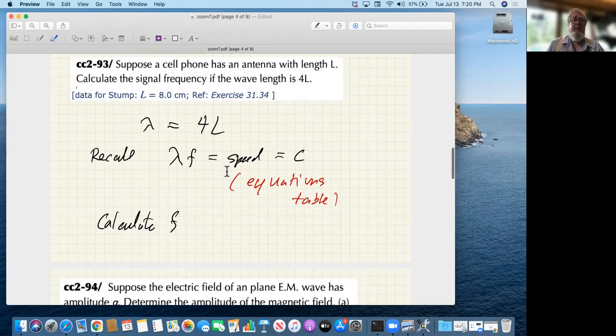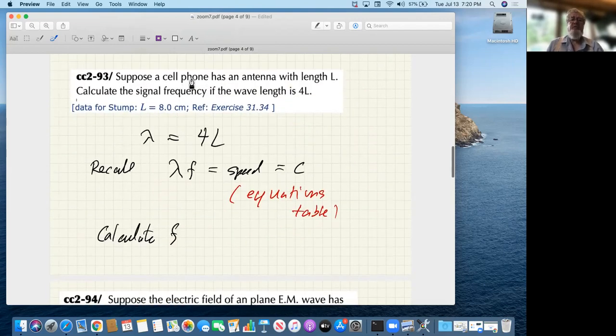So that's an easy one. Suppose a cell phone has an antenna with length L. What's the signal frequency if the wavelength is 4 times L? It's quite common in making antennas, for example, for radio waves or microwaves, that the size of the antenna is somehow comparable to or related to the wavelength of the waves being produced by that antenna.